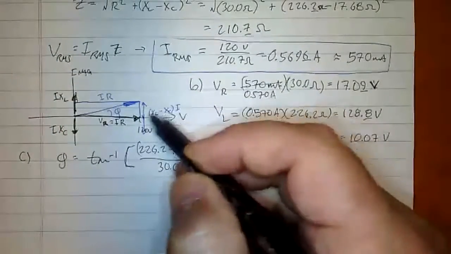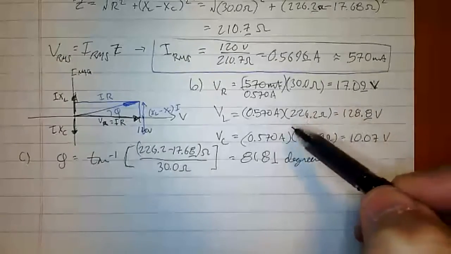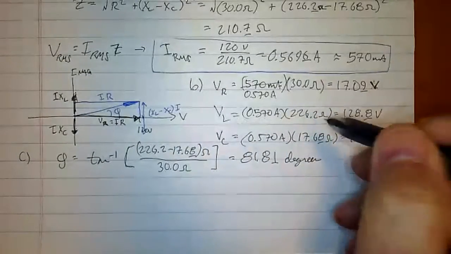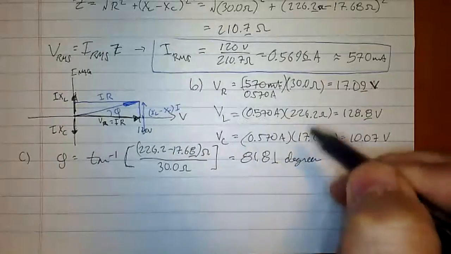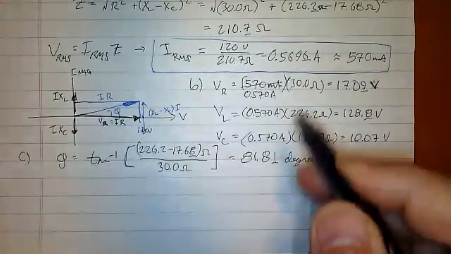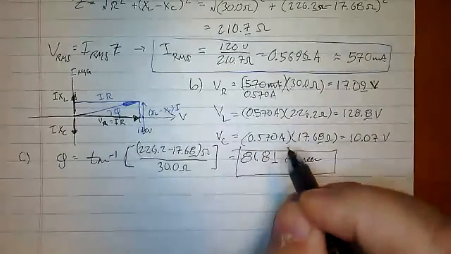So basically that just shows you how much bigger a difference the inductor makes compared to the resistor. Notice that's 226 ohms versus 30 ohms. So yeah, it's very near 90 degrees. The inductive part of this is the major part of the circuit. So that's the phase angle.